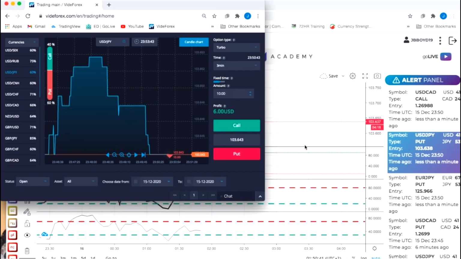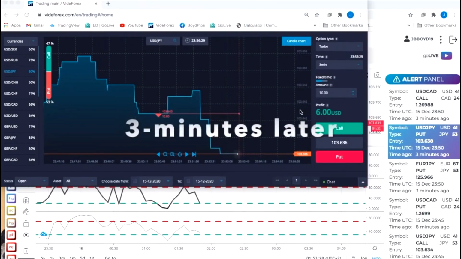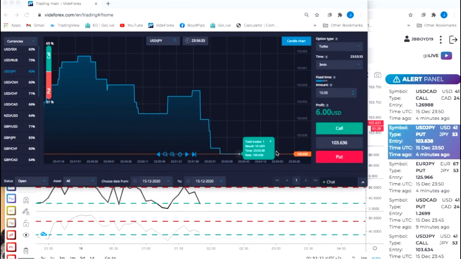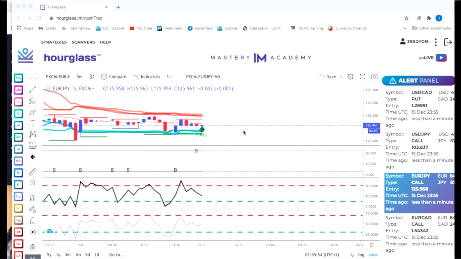Okay, so now we've placed that trade, and we will wait the 3 minutes and we'll see how this plays out. And there we win the trade simply by following the rules of Cash Trap 2.0.